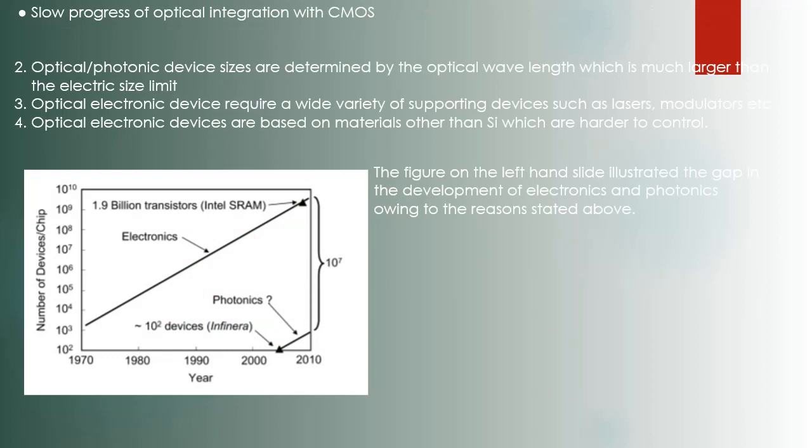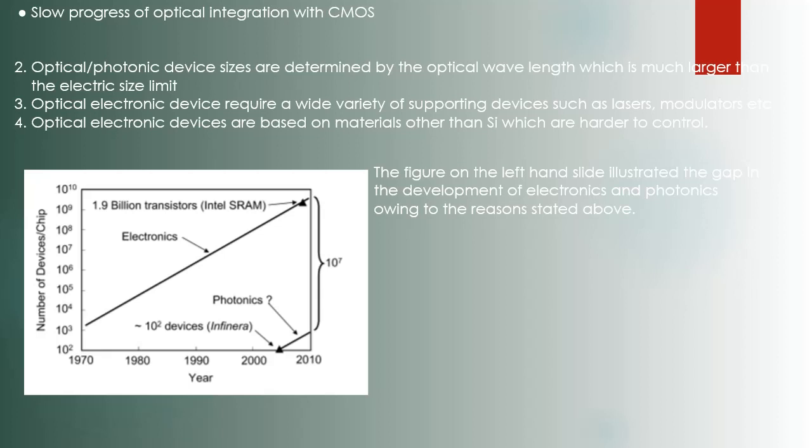So, to speak of the slow progress of optical integration with CMOS. Several challenges have been faced and overcome to make such integration feasible. It is a well-known fact that optical integrated circuits have progressed much more slowly than electronic ICs. So just to get into the details of why that is.